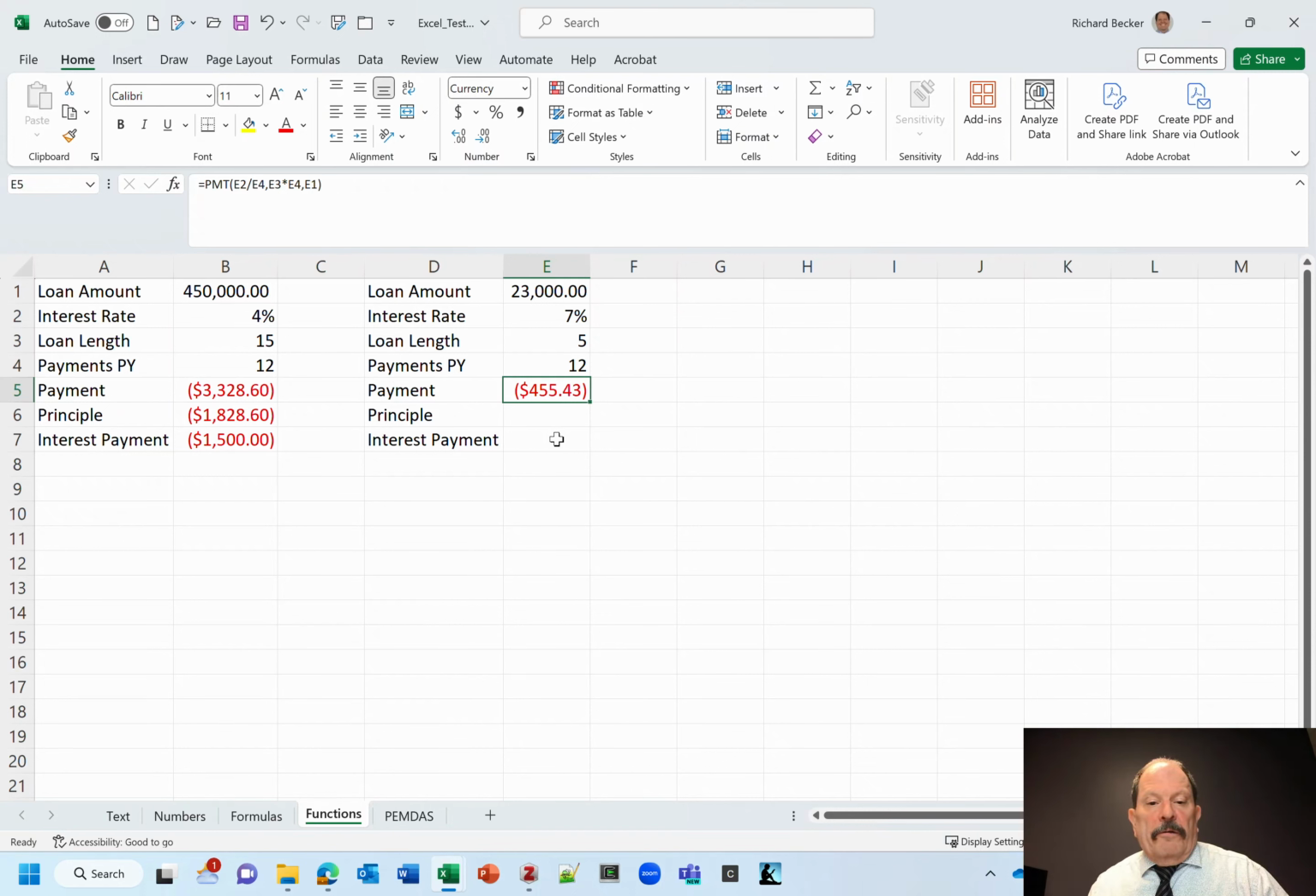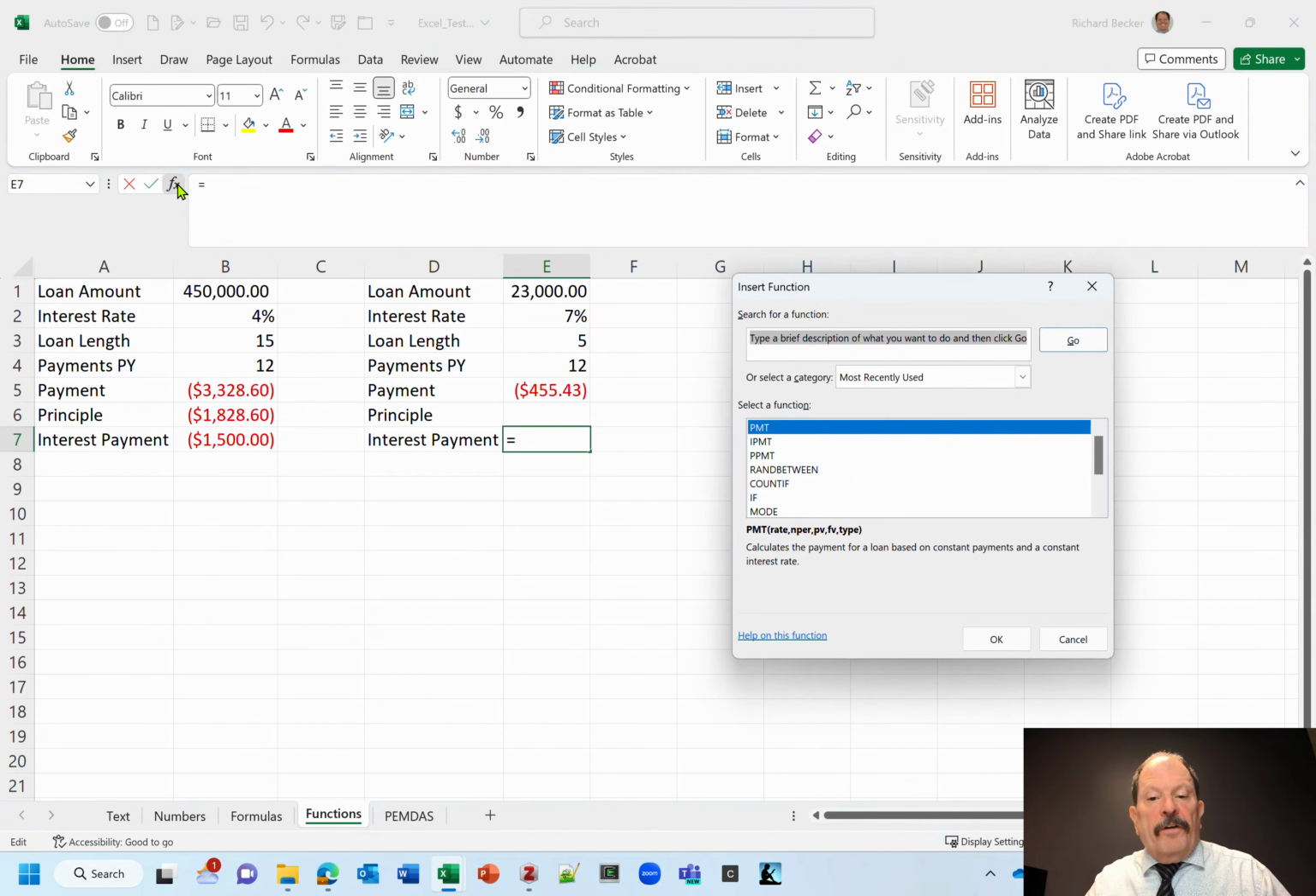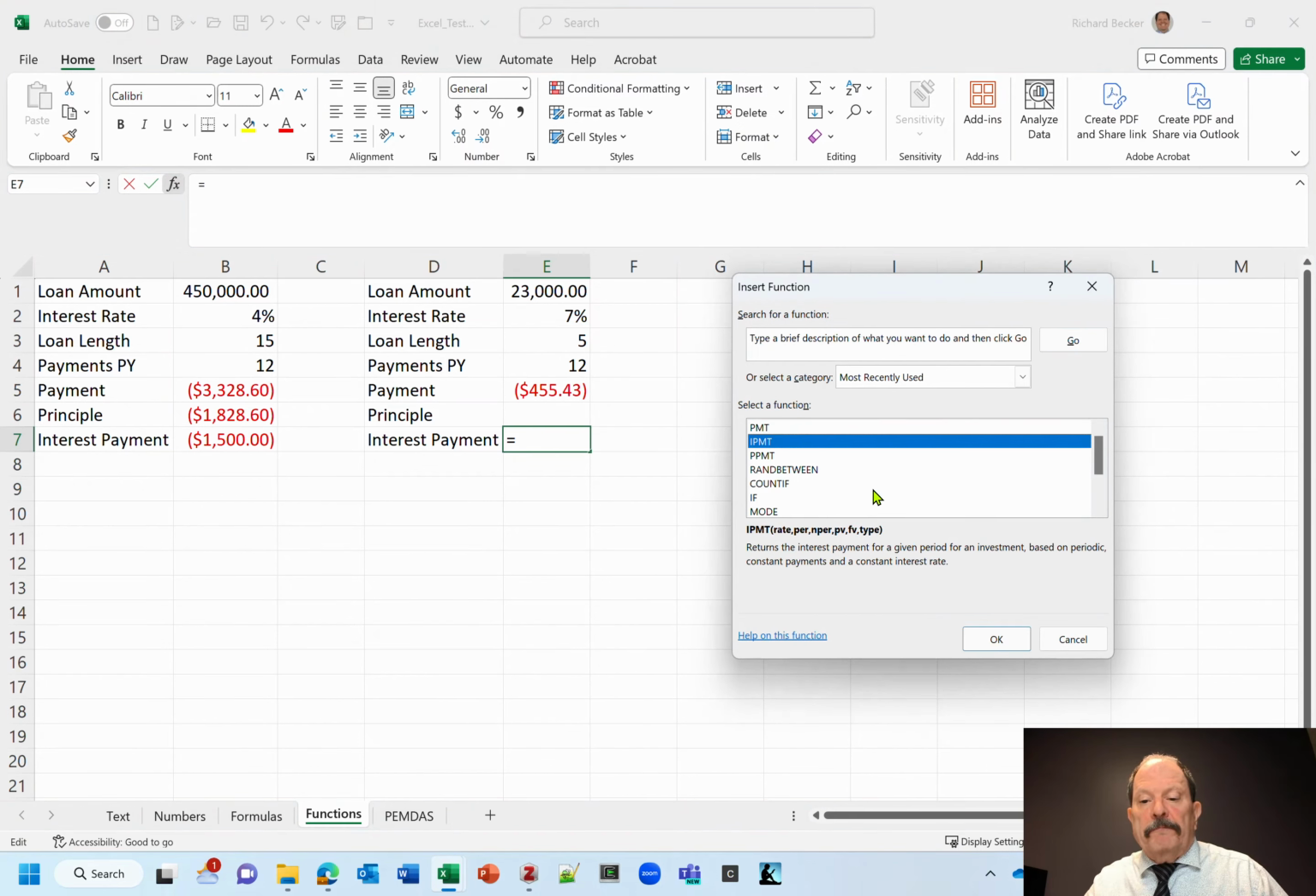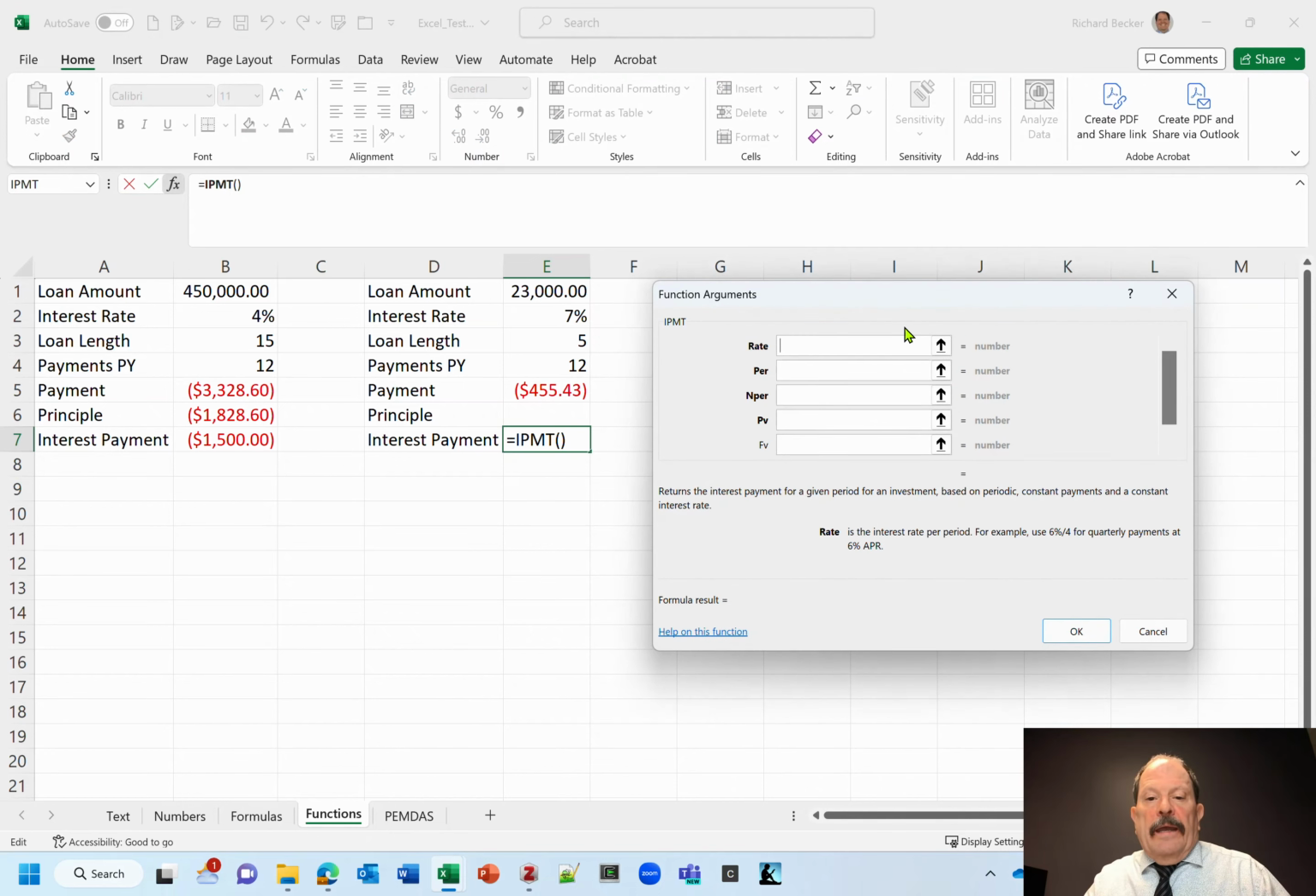But let's figure out what our interest payment is. And we already know what our interest payment is. So the function that we're going to use, so interest payment, select that. And what is our rate? Again, we can put that in there. Divided by 12. Okay.